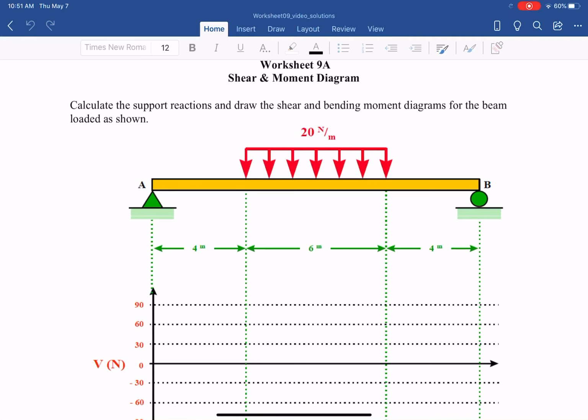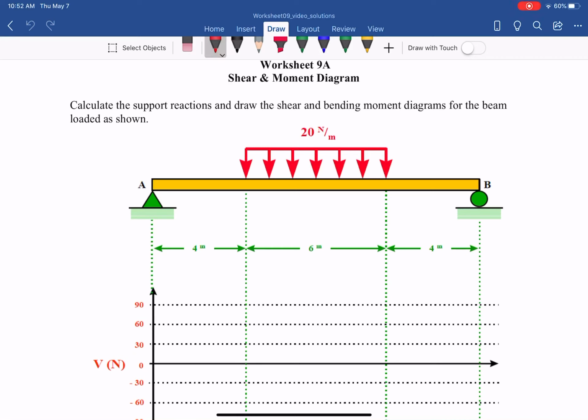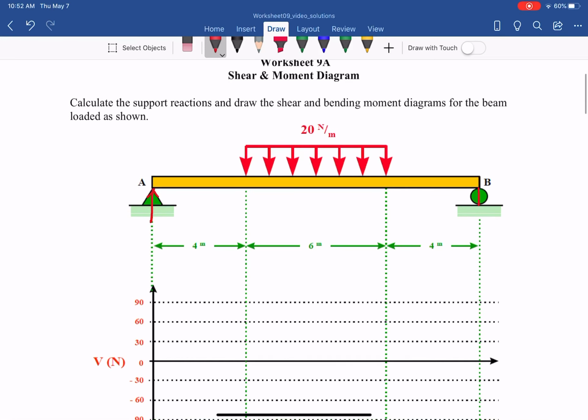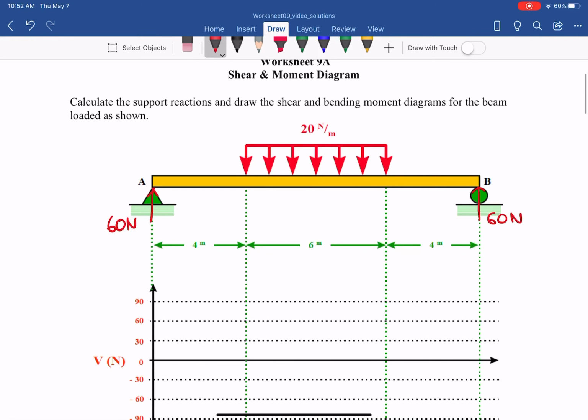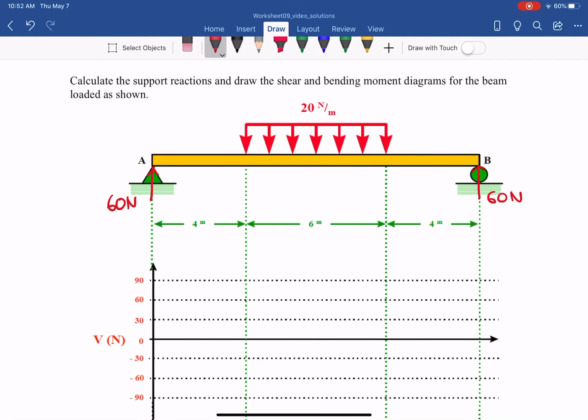So from this one, as you can see, the reaction will be the same at A and B because it's symmetrical. For the distributed load, 20 Newton per meter for 6 meters, it will be 120. You may use the 3 equilibrium equations to find out, but otherwise, you can see that the reactions at A and B are both vertical, and it will be 60 Newton going up. 60 Newton, half of 20 Newton per meter times 6, 120 Newton.